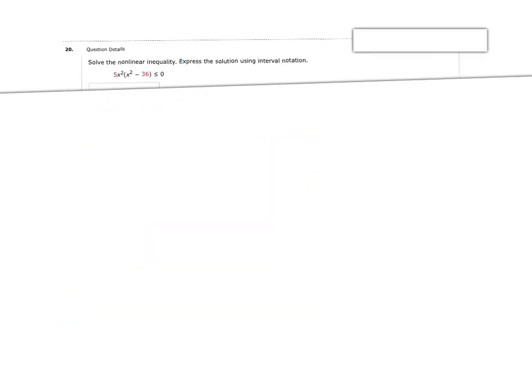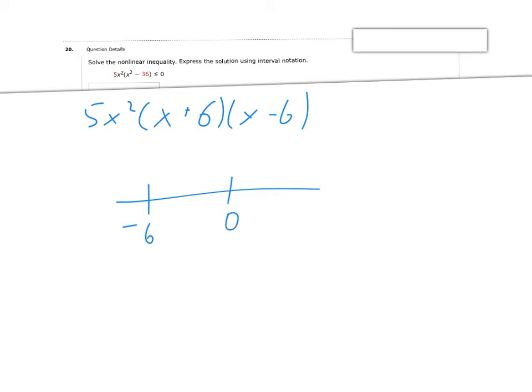All right, next up here, it looks to me like this is kind of partially factored. One side is already 0, so that's nice, but I'm just going to finish factoring it by doing x plus 6 and x minus 6. And so that's going to then go to my number line as negative 6 and then a 0 in the middle for the 5x squared. And then we got a positive 6 out there. All these are going to be closed circles. So there we go.